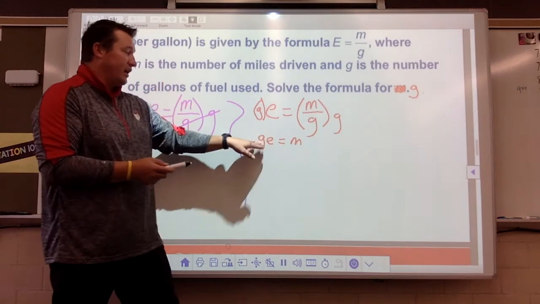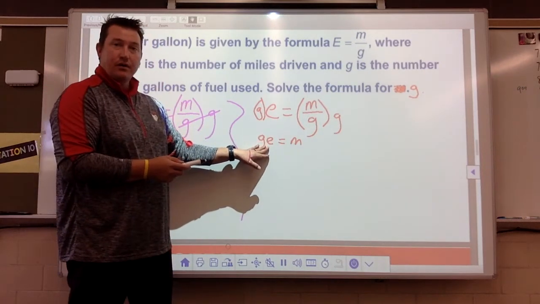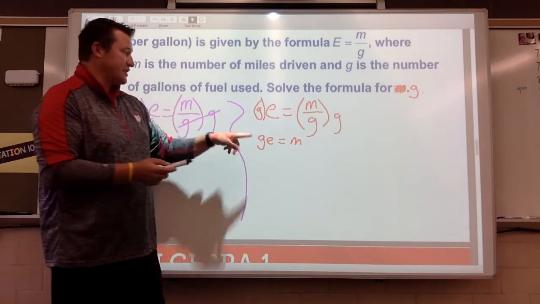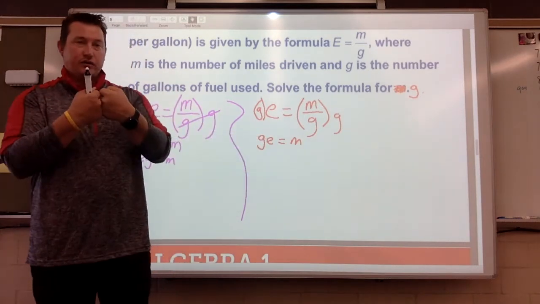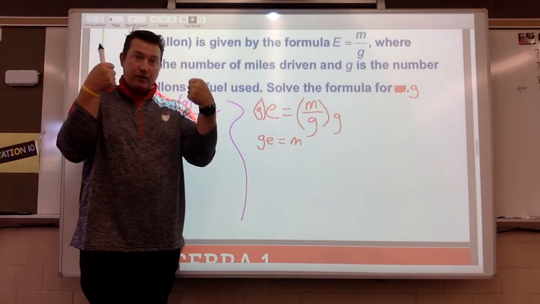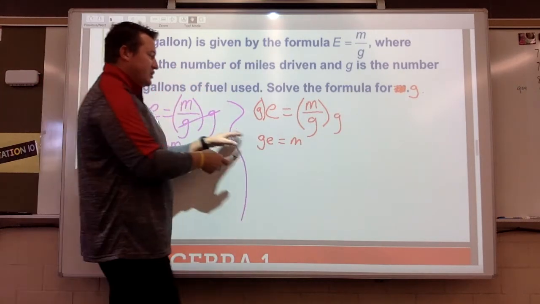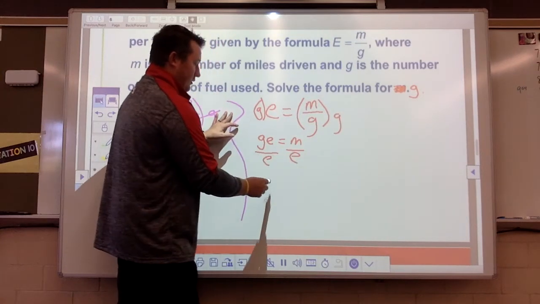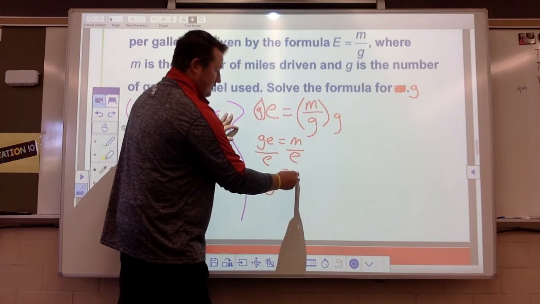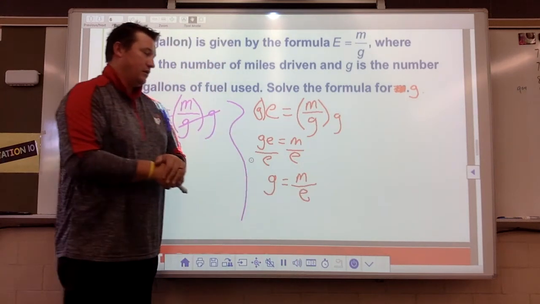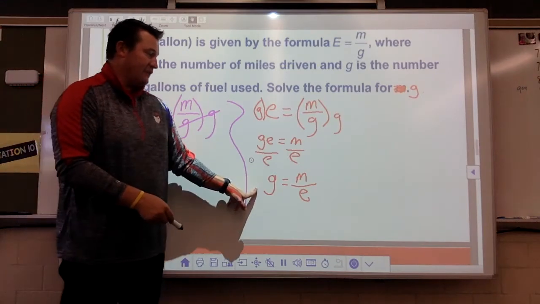Can I get rid of E now? Look, I want to solve for this. Yeah, we can. We were just doing that a second ago. I've got two variables. They're being held together with multiplication. How can I break them up? With division. So I just want to divide here by E. Divide here by E. Okay? So G equals this M divided by E. That's what that would look like.